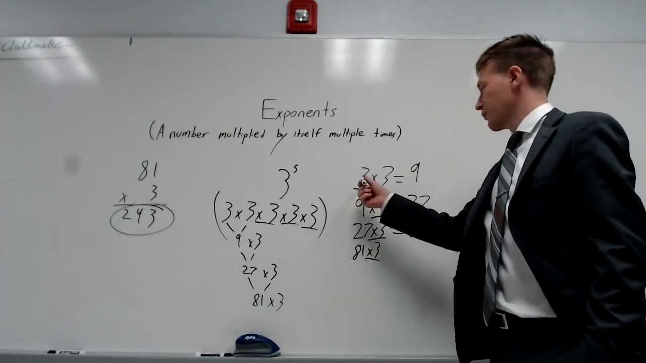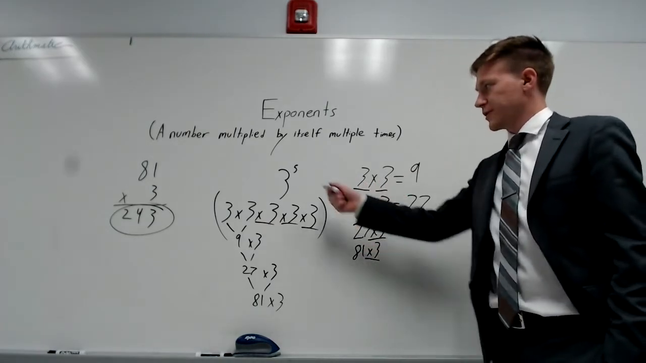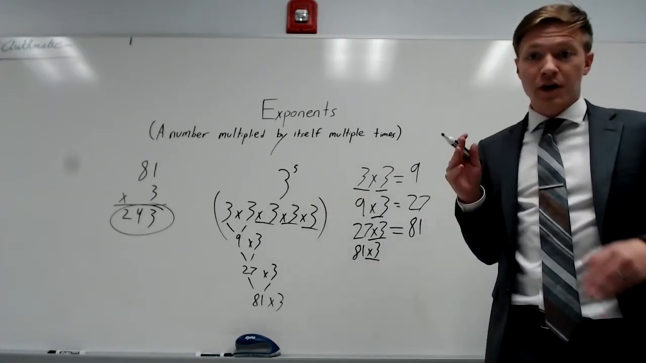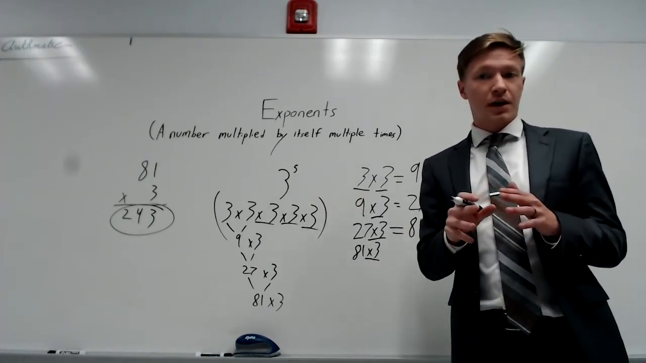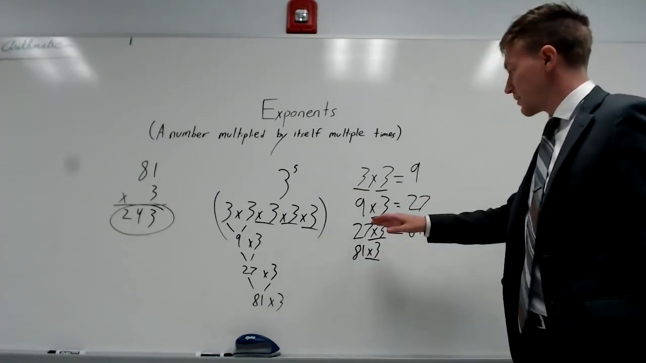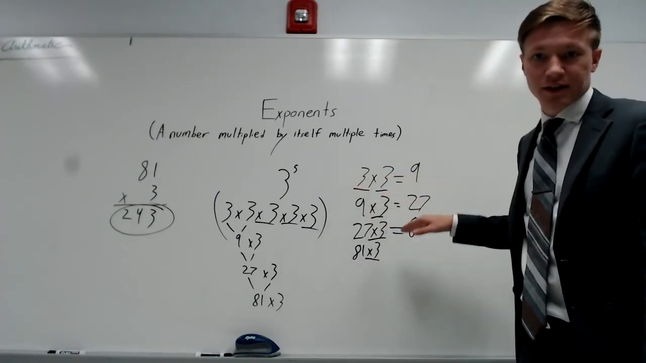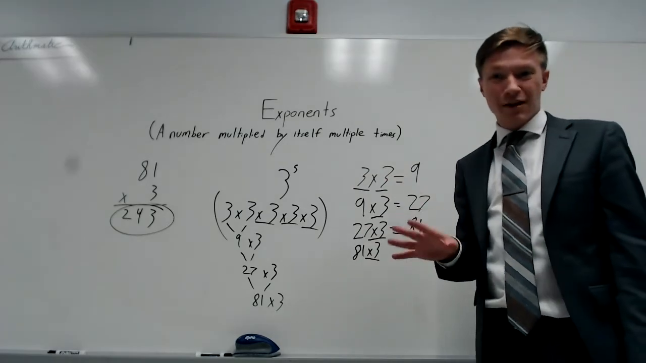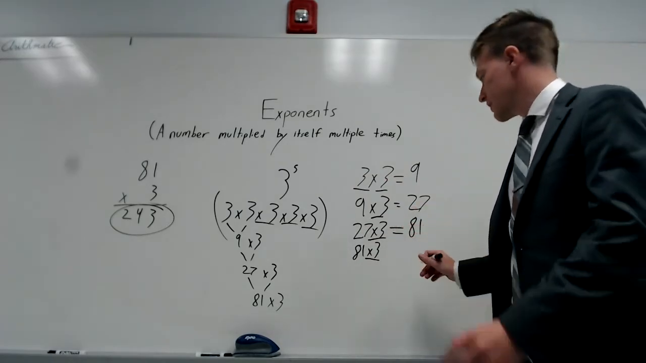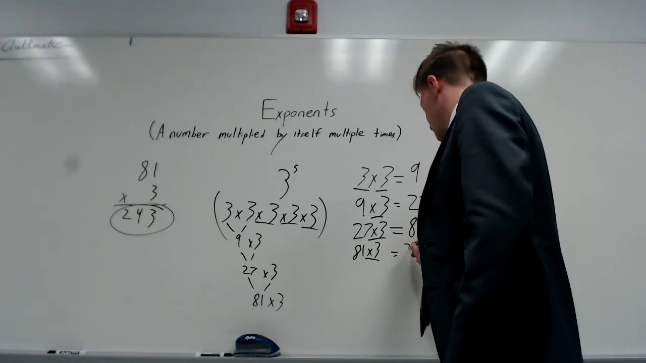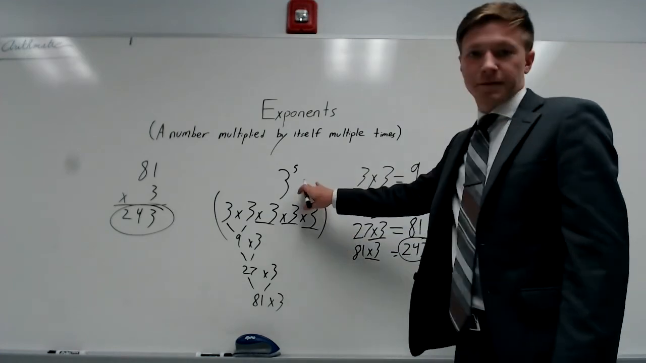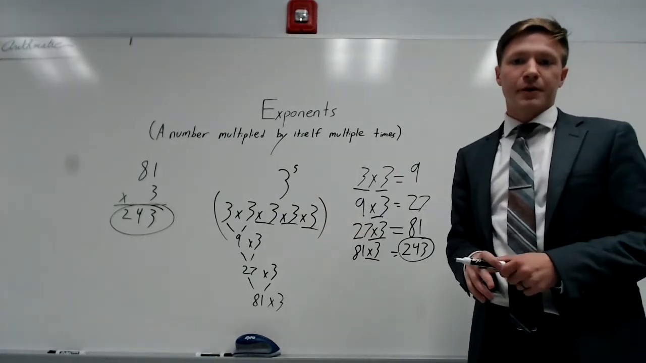We can count the amount. 1, 2, 3, 4, 5 3s, right? 5 3s. So if you're ever unsure if you're multiplying by the right amount of the base, you can set it up like this and actually underline each one of those numbers and count them to make sure that you're doing it correctly, right? We'd inevitably solve this for 243, which would be the answer of 3 to the 5th power.